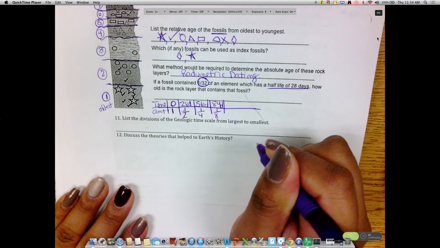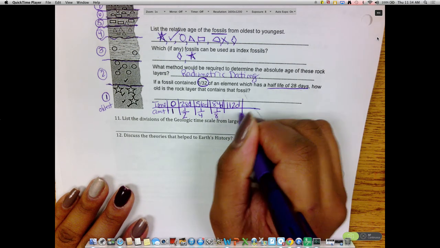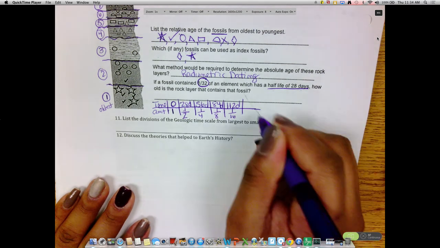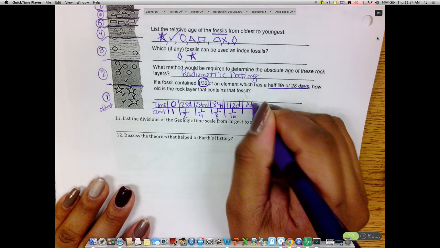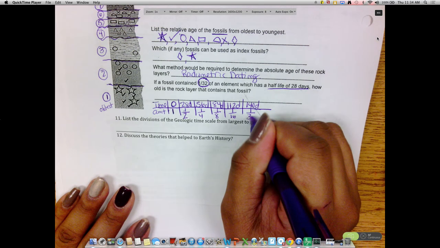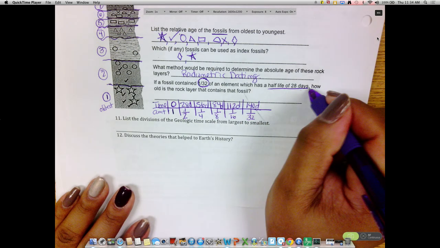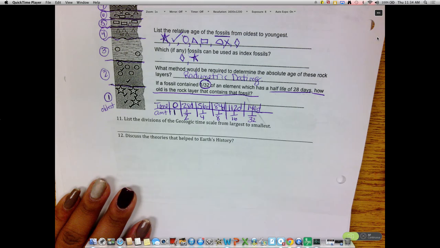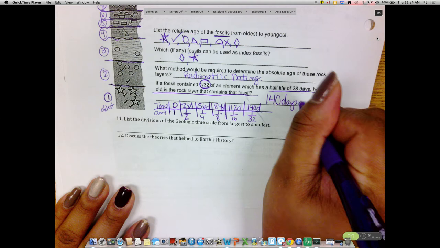We go another 28 days, which is 112. Good, 112 days. What's our fraction? 1/16. Are we at our present day goal? Not yet. We go another 28 days, which is 140 days. What's our fraction? 1/32. Are we at our present day goal? So our question is, how old is the rock layer that contains the fossil? 140 days old.